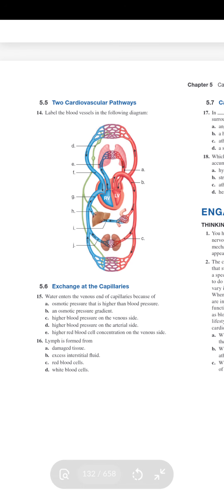Okay, so now we have a labeling question. Label the blood vessels in the following diagram. So let's go alphabetically. Let's start with A. Obviously this is the lungs, and we are in the left side of the heart, and this one is coming towards the heart. This is the pulmonary vein. Okay, B is the aorta. It's coming out of the left ventricle, the biggest artery in our body.